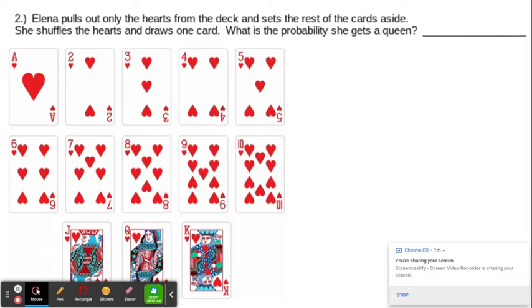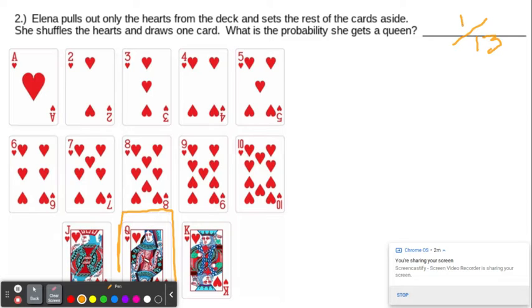Okay, so now we have trimmed down our overall pool. It's no longer out of 52 total cards. She only pulled out the hearts. So what's our denominator here? What's our total pool that we're pulling from? Well, that's going to be 13. There's only 13 hearts in the deck. Out of these that we have over here, how many of them are queens? Well, that's one of them. There's only one queen over here in the deck, so that gets me my answer of 1 out of 13.